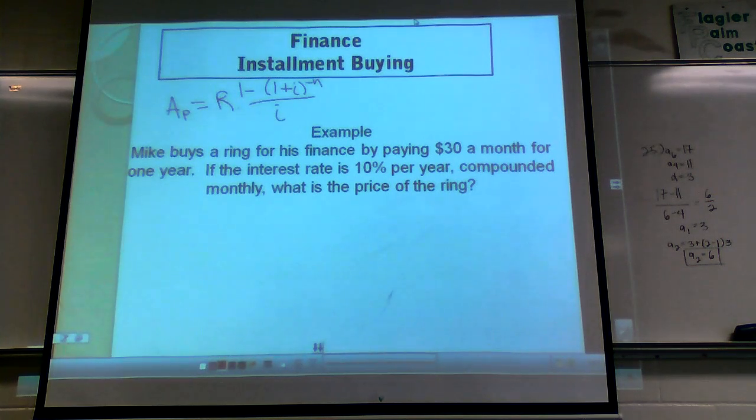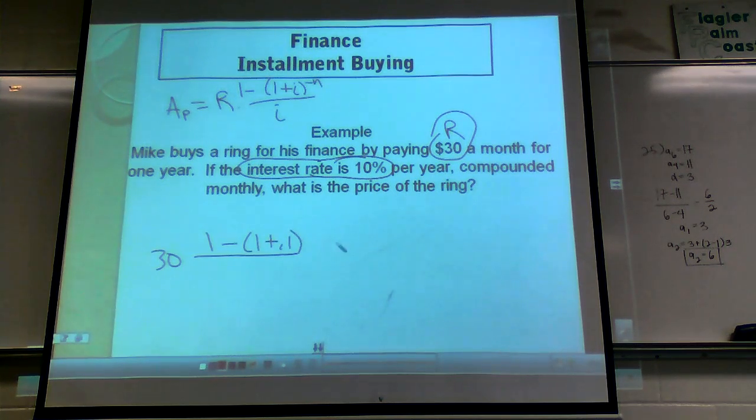Here's the thing with these. This part should be obvious. That's the amount you're paying. That's your R, $30 a month. This right here is technically the interest rate. But my formula is not going to look like 30 times 1 minus 1 plus 0.1. That's not going to be right.